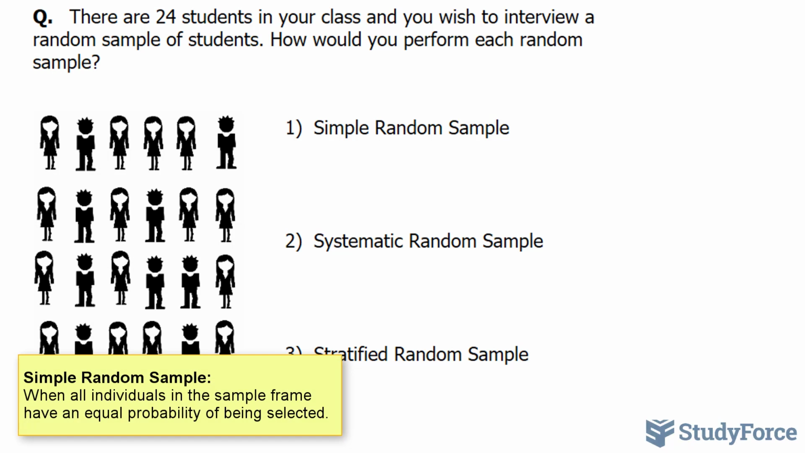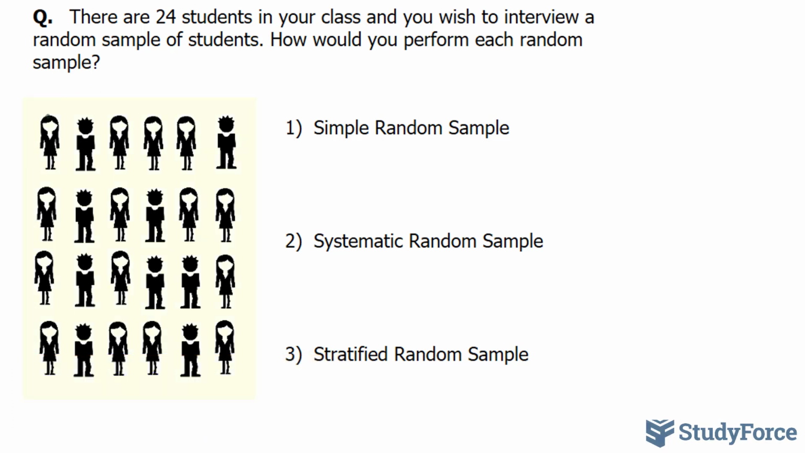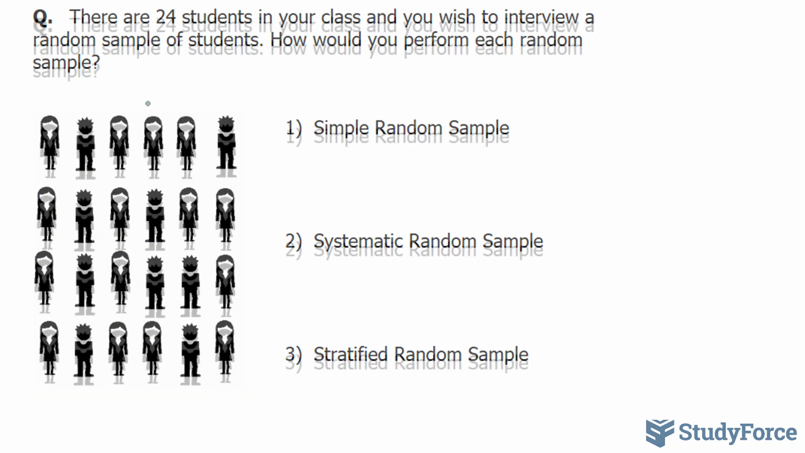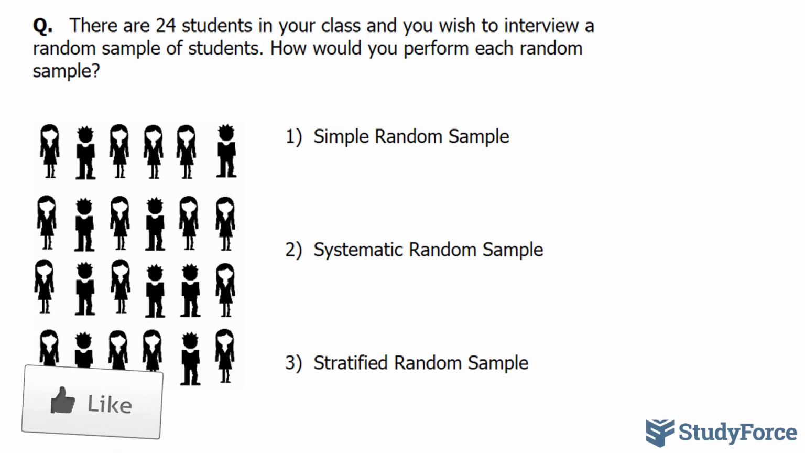A simple random sample is done when you randomly select individuals within a population. Take for example this group of students that we have. Let's say I want to sample 6 of these students. What I could do is put a blindfold and randomly pick students in this classroom. If I do that, I may end up selecting the following students, which I'll show highlighted.